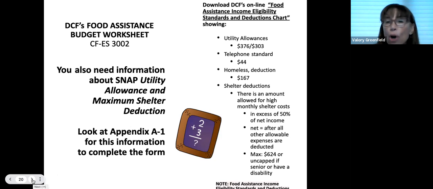So remember, I was talking at the beginning about presumptions that are built into the formula. One of those presumptions is the shelter, that you will spend at least 50% of your income on shelter. But if you spend more than that, then you get an allowance for having excessive shelter. That is capped at $624 unless you are a senior or have a disability. And that figure changes annually. It's on the chart that is found at Appendix A1. Next slide.